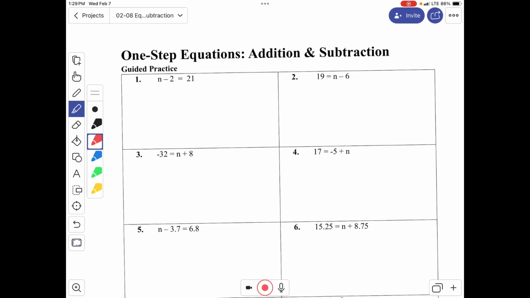Now we're going to do some examples together. We're going to do one-step equations, addition or subtraction. If you're looking at your paper, make sure you're on the guided practice side. And we're going to do these together so that you can practice.